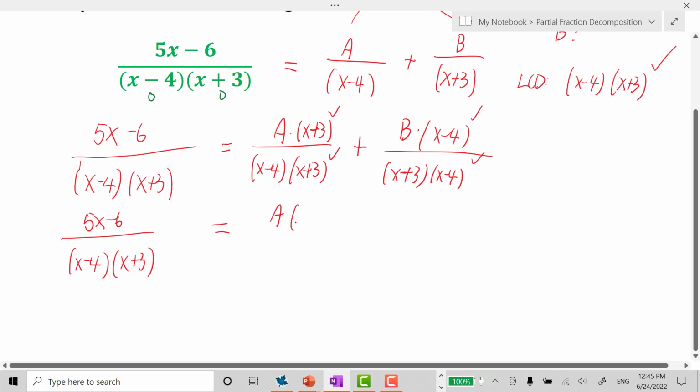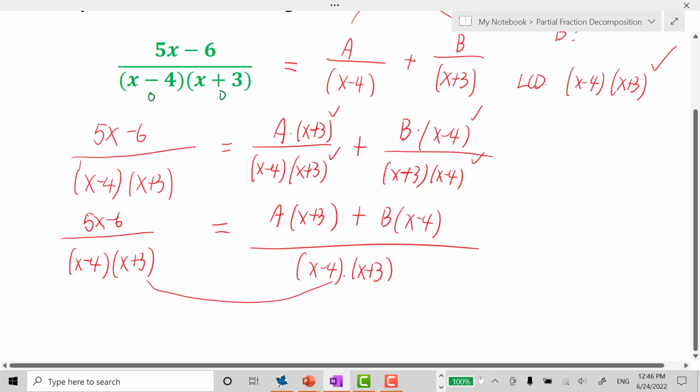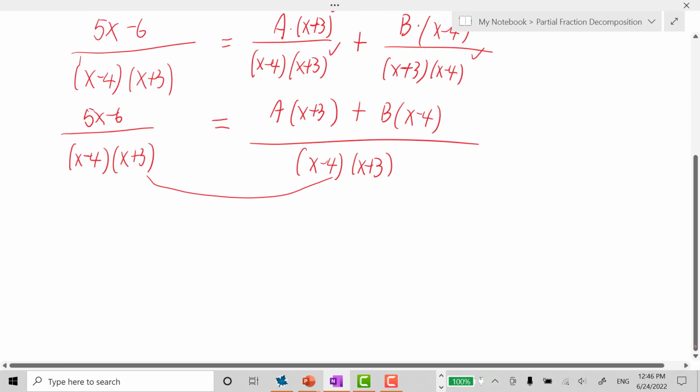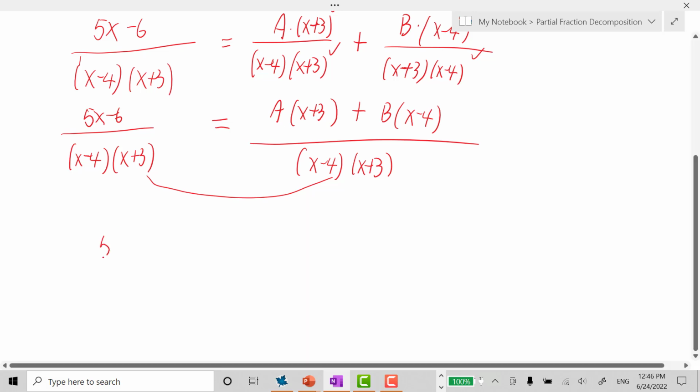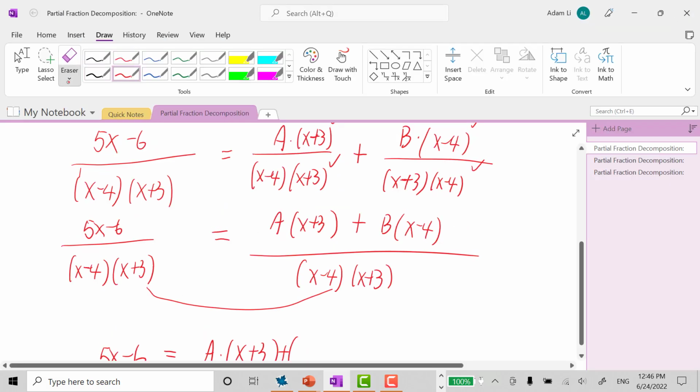So we get a times x plus 3 plus b times x minus 4. The denominator will be the same, it's x minus 4, x plus 3. Now, if you look at it, we have the same denominator. So that means when we have two fractions on the left-hand side and right-hand side, and the denominators are the same, then the numerators must be the same. That means 5x minus 6 must be equal to a times x plus 3, plus b times x minus 4.